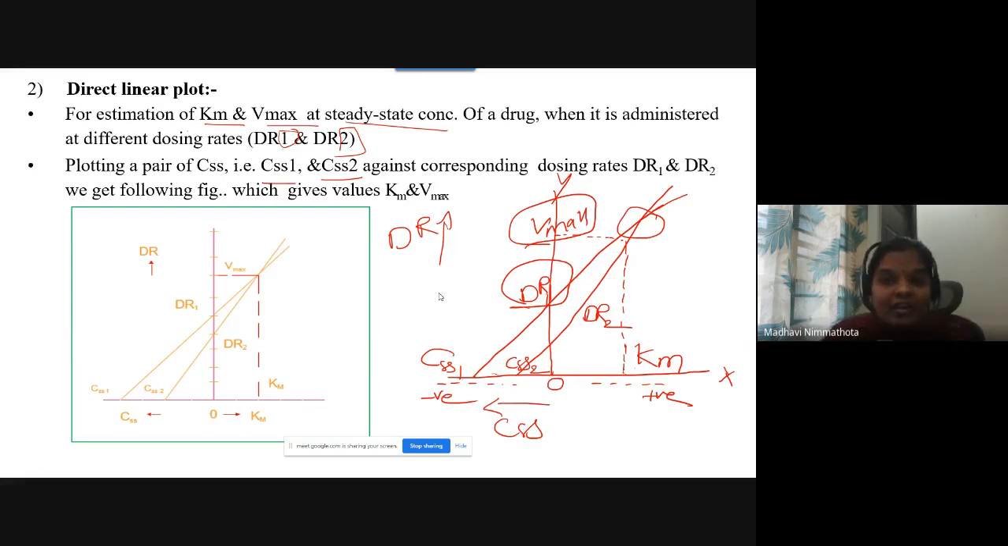When you take the drug at two different doses, those are DR1 and DR2, we are able to get two different steady state plasma drug concentrations, which lets us calculate Vmax and Km as we have shown in this plot. So this is about the direct linear plot.